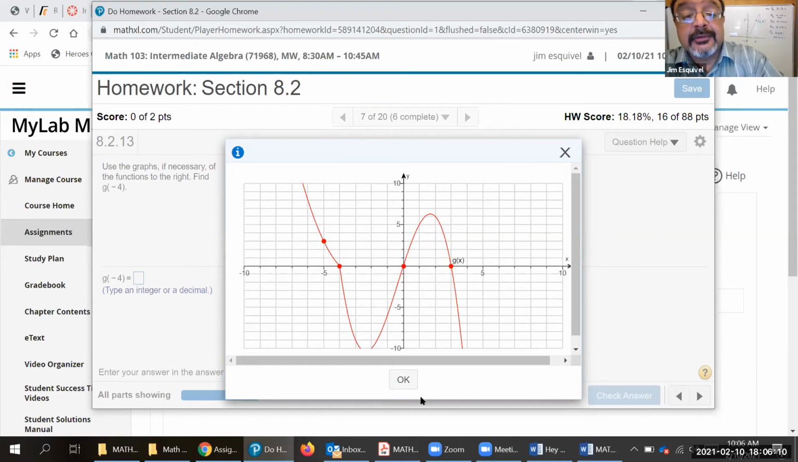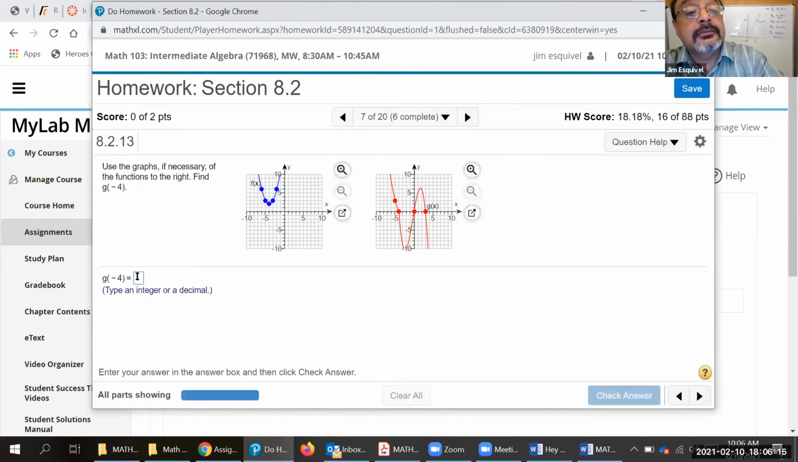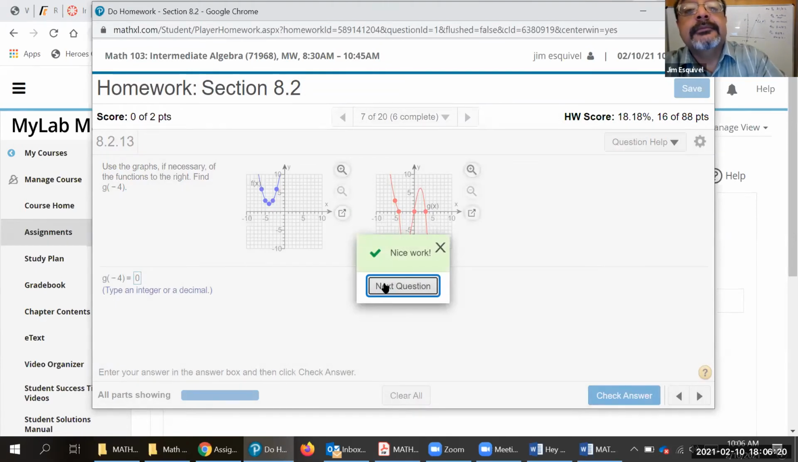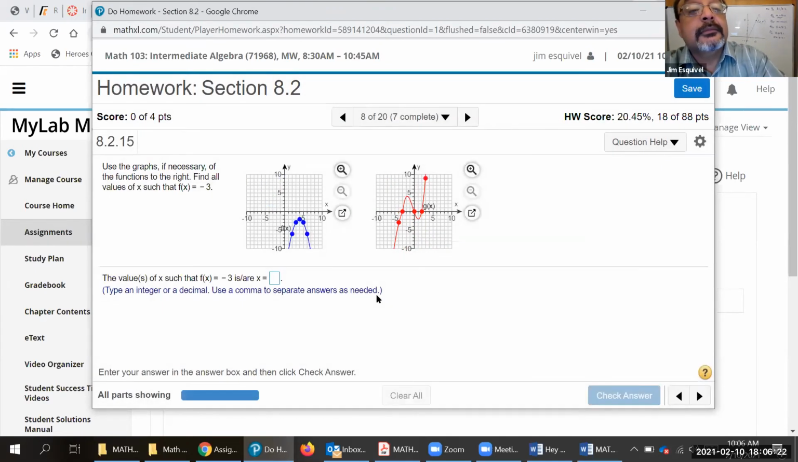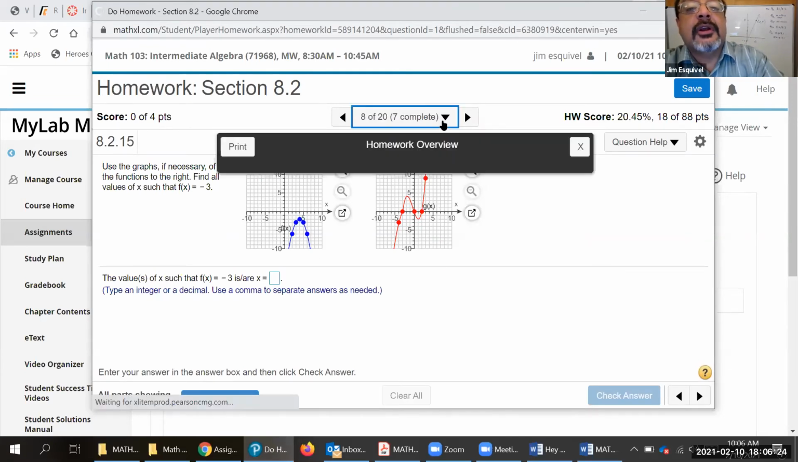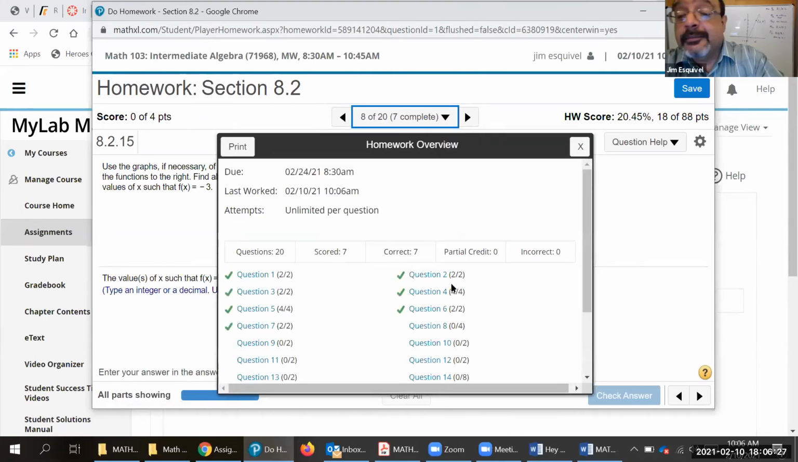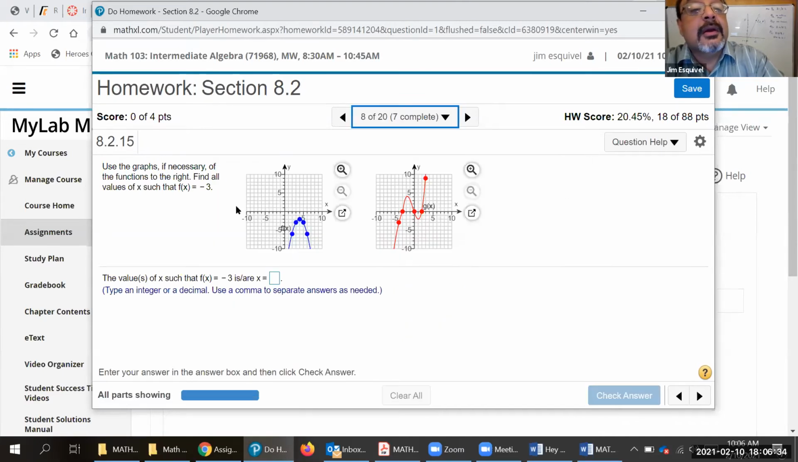Perfect. The y value here on the x-axis is 0. Look at that. So far, look at this. We've done, in a matter of about 8 minutes, 7 questions. Now they're going to flip it on you. They want you to find all values of x such that f of x equals -3.